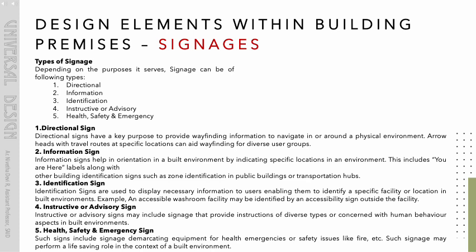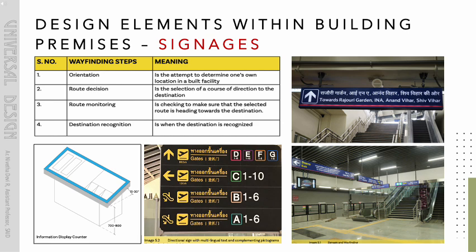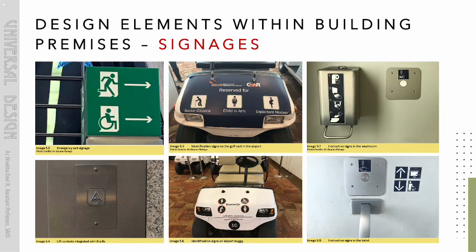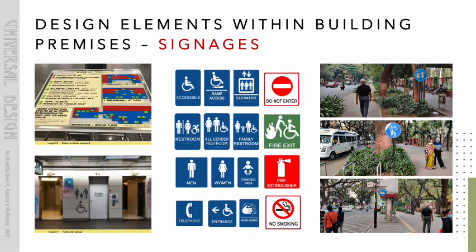4. Instructive or advisory signs may include signage that provide instructions of diverse types or concern with human behavior aspects in built environments. 5. Health, safety and emergency signs. Such signs include signage demarcating equipment for health emergencies or safety issues like fire, etc. Such signage may perform a life-saving role in the context of a built environment. Reference for signages and wayfindings.